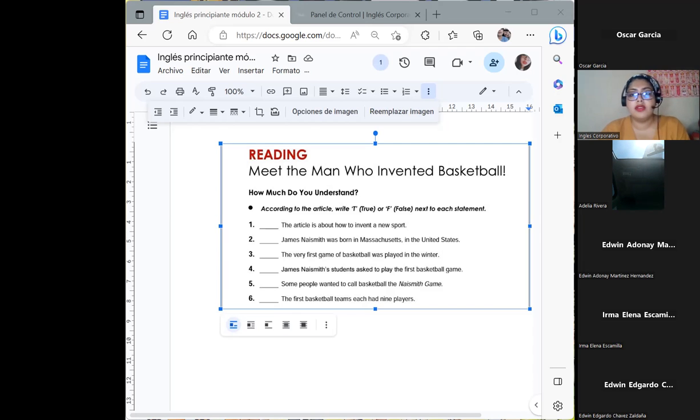True. Very good. Yes, some people. And the last one. The first basketball teams each had nine players. Did they have nine players in each group, in the first years of playing basketball? True. Very good. Excellent.